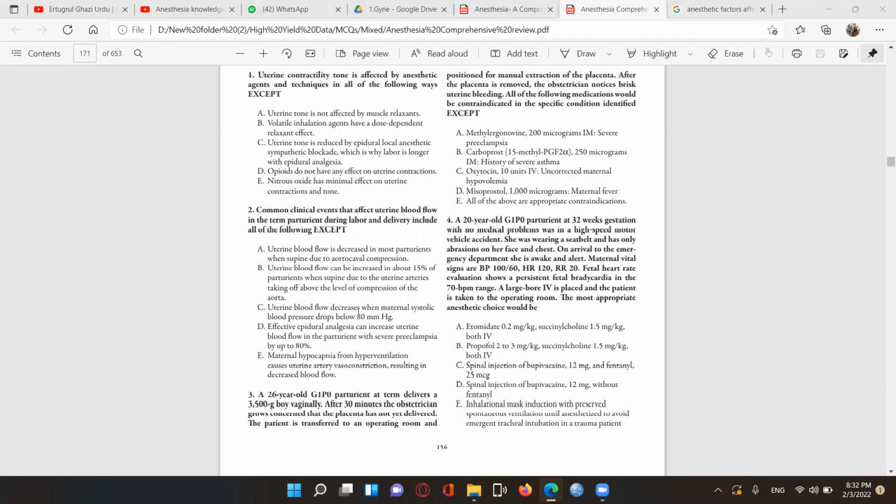Okay. Uterine blood flow decreases when maternal systolic blood pressure drops below 80. This is correct. Okay. Effective epidural analgesia can increase uterine blood flow in the parturient with severe preeclampsia by up to 80%. So this seems to be correct. Okay. Maternal hypocapnia from hyperventilation causes uterine artery vasoconstriction, resulting in decreased blood flow. Okay, so I think this should be the correct answer because it's the most wrong.